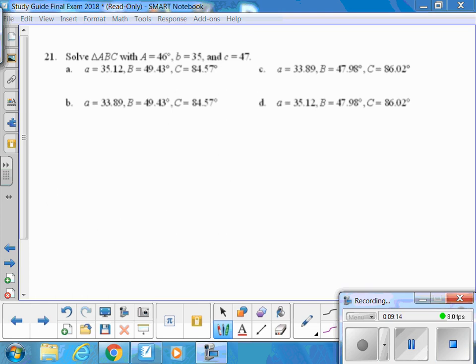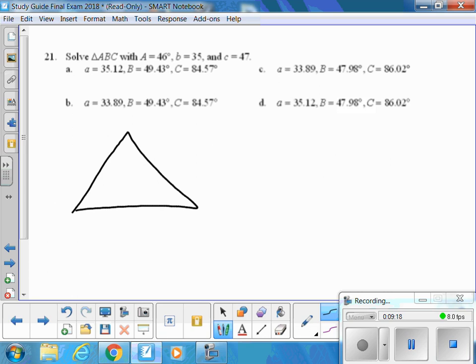Alright, we're on 21. They give us all this information about A, B, and C. So I'm going to sketch out my triangle. Triangle ABC. It says that angle A is 46 degrees. It says that small b is 35. So just a refresher, small b lives across from big B. Now, do we know angle big B? Unfortunately not. So we don't have a complete partnership here. And then small c lives over here, 47.